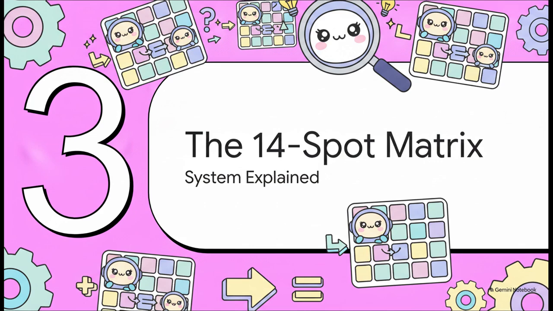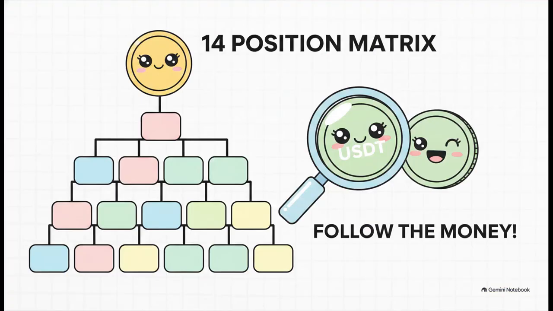All right, Section 3. The 14-spot matrix explained. Now, this is definitely the most complex part of the system, but don't worry, we're going to break it down logically together. Every single user gets placed at the top of their own matrix, and right beneath them, 14 empty positions, or spots. It's 14 positions operating under one strictly defined mathematical mechanism. So to really wrap our heads around this, let's use a technique I absolutely love. Let's follow the money to trace exactly where that 10 USDT goes as each spot is filled.